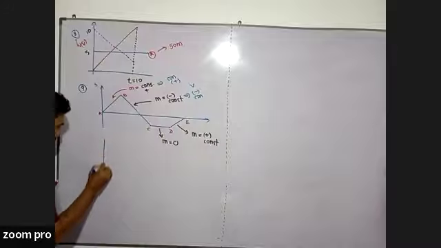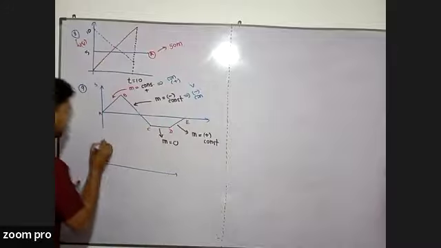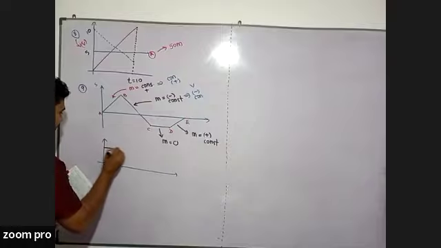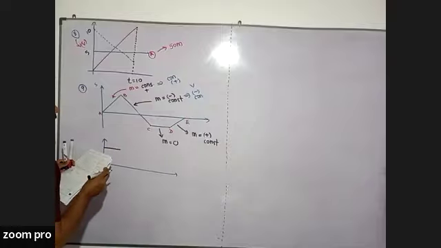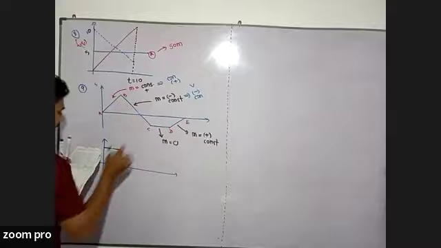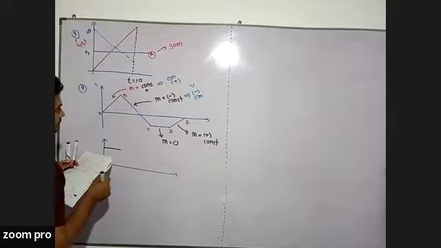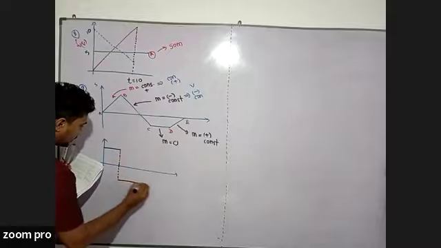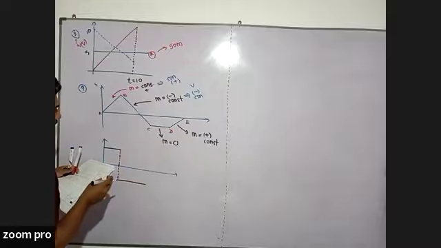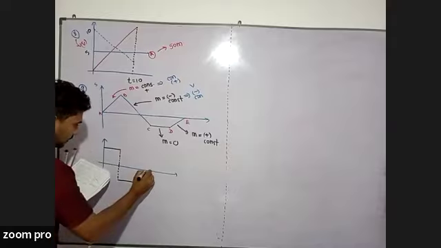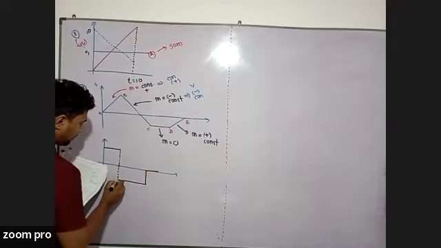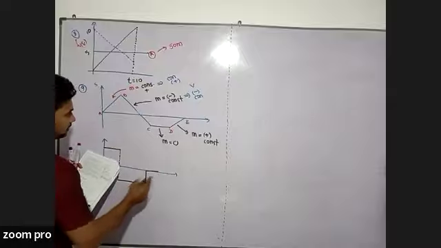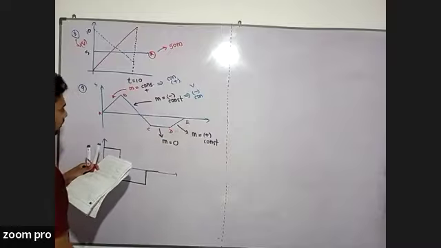So let's draw the relevant graph for this one. From A to B, the velocity is positive and constant, right? From B to C, the velocity is negative, but it is constant. Then from C to D, the velocity is 0. Then from D to E, it is positive and constant.